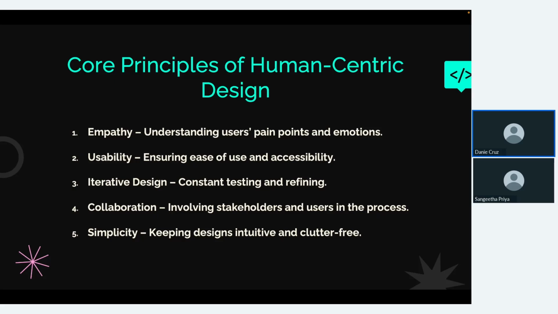Second one is usability. A product should not just look good, it should be functional and easy to use. If the user is struggling to complete a basic task, then the design has failed. It's completely gone wrong. Next, iterative design. We don't get everything right the first time, right? That's why we prototype, test, and refine continuously.